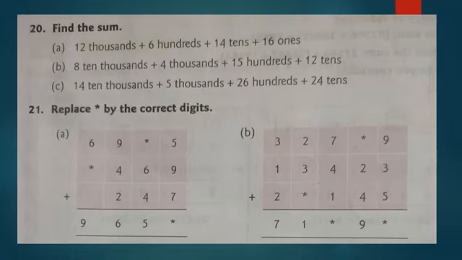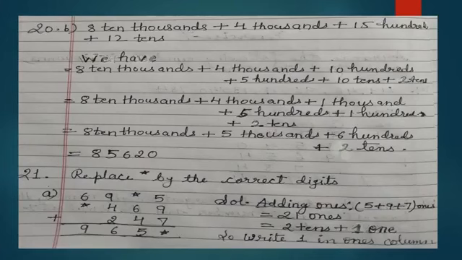Okay children. Then next question is question 20. So in 20 question, find the sum. So 3a, b, c is given. I am going to solve one. So just look into it. See children, we'll do 20b.